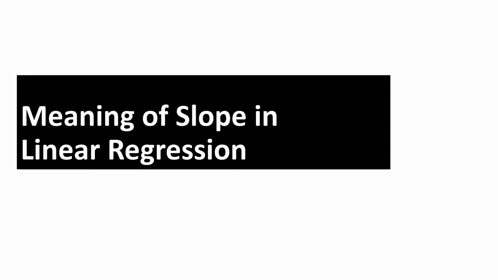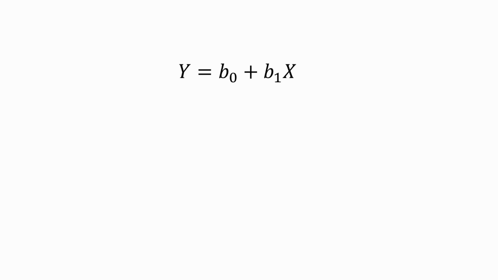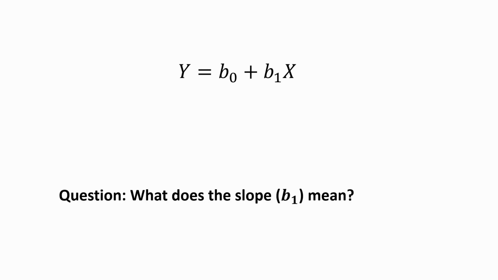In this tutorial, I'm going to explain the meaning of slope in linear regression. So this is a simple linear regression model statement. There's one y and one x. And the question I'm trying to answer is: what does the slope, namely the b1, mean?